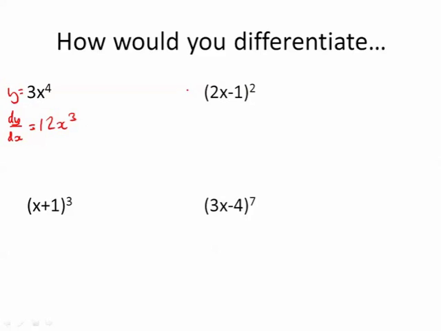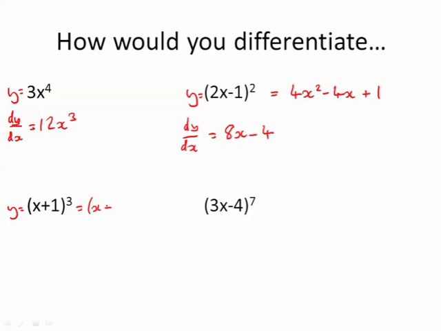So we might say, well, if y was 2x minus 1 all squared, we can expand that. So that's 4x squared minus 4x plus 1. And then differentiating that is pretty straightforward. Times by 2, subtract 1 from the power, 4x differentiates to minus 4. Now that's all very well, but it gets a bit more complicated down here.